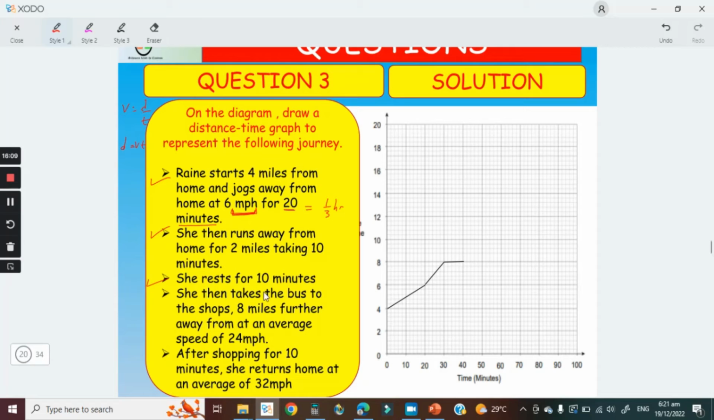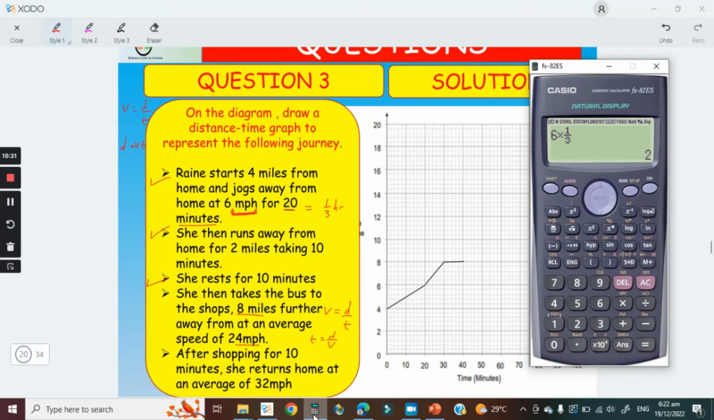It then said she then takes the bus to the shop 8 miles further away at an average speed of 24 miles per hour. Now they didn't give us the time this time, but no problem. They gave us the distance and the speed. Speed is what? Distance divided by time. So if you need time, time is distance divided by speed. You have to transpose a lot in mathematics.